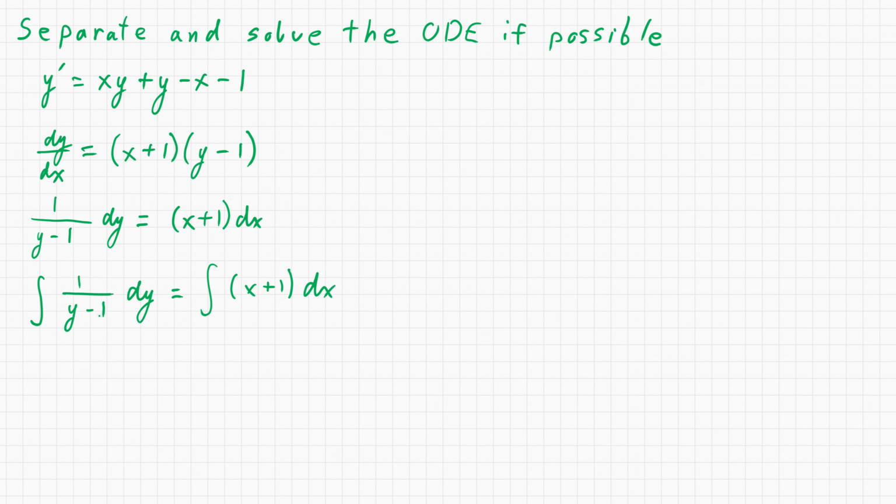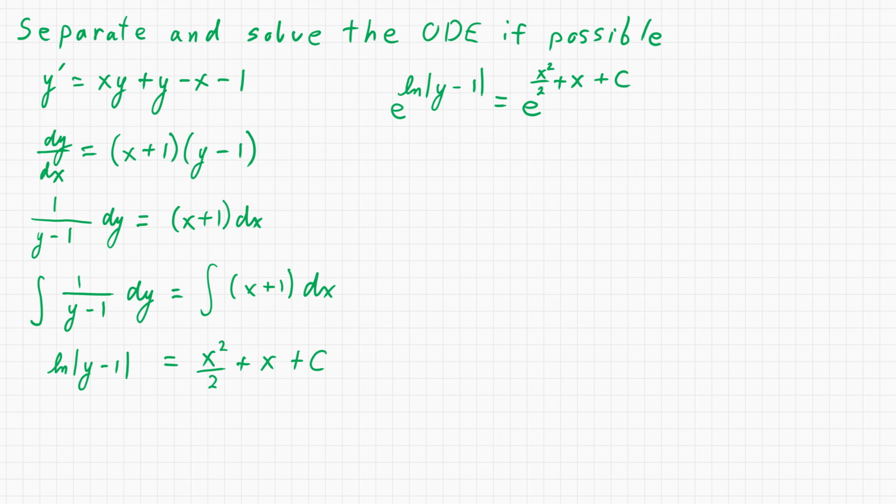All right, the indefinite integral of 1 over y minus 1, well, that's going to be natural log absolute value of y minus 1. And that's going to equal x squared over 2 plus x plus the constant of integration. All right, so now we'd like to get rid of this natural log, and we can. So we're going to do exponential of natural log absolute value y minus 1 equals exponential of x squared over 2 plus x plus c.